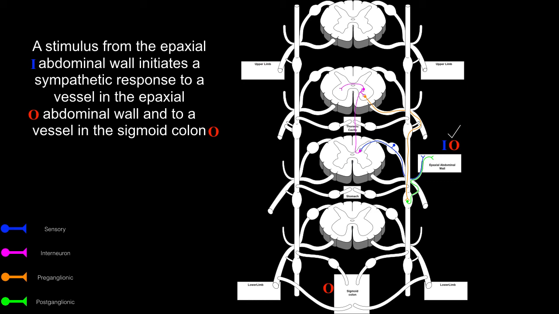But I'm going to go to that side. And now I'm just going to bring that preganglionic as close to that box as I can. I'm going to find the ganglion closest to that sigmoid colon box, and that's where my synapse between pre and post is going to happen.